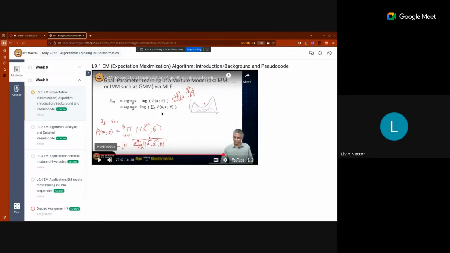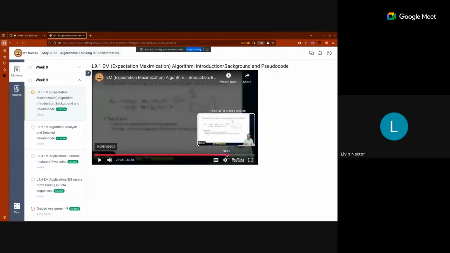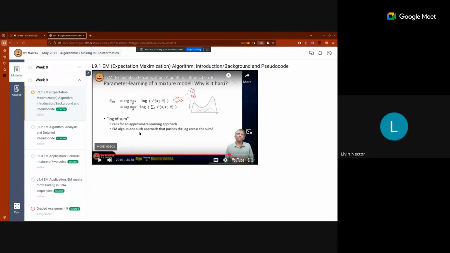So yeah, we cannot directly maximize the sum, right? This is the sum over all the distributions. The log and the sum don't go well together, right? So what we do is we do this log across the sum, and we try to maximize this part, and then we do that. So that's how the EM algorithm works.